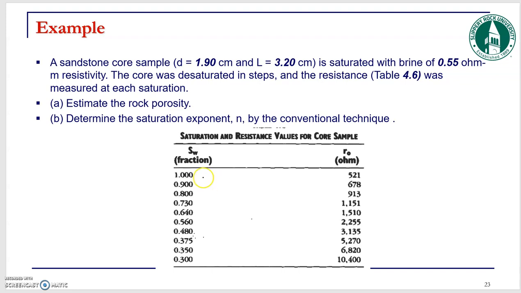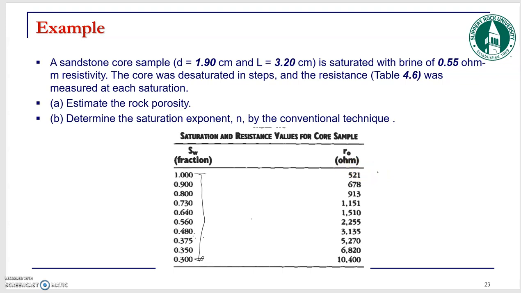If you look at the table, you can see the saturation starts at 1, which means 100% fraction, and it goes down all the way until we reach 0.3, which is 30% water saturation. So the core is desaturated with a method, and the resistance was measured, and these resistances are reported on this table. Please notice this is resistance, right? This is not resistivity. Look at the unit, it is in ohm, not ohm meter. So what we want to do is to estimate the Archie porosity.